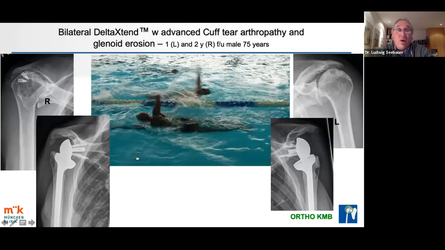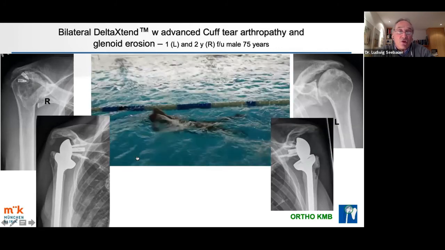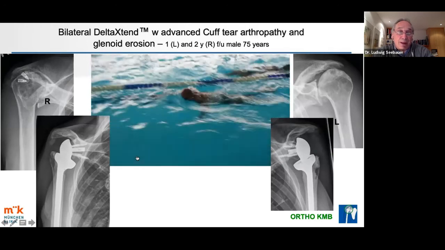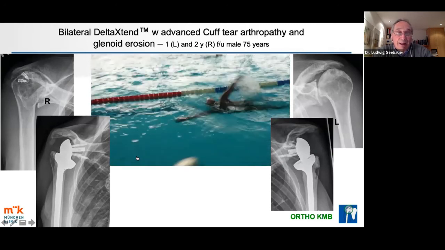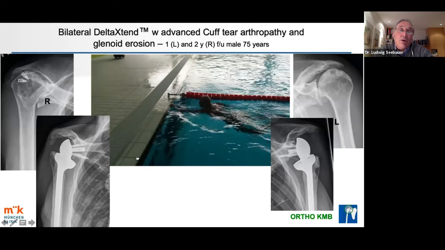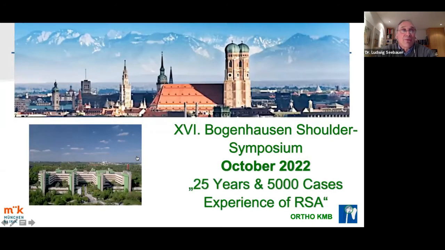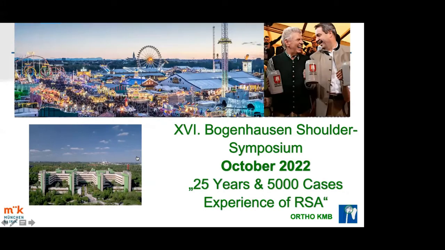This is a 75-year-old gentleman with a bilateral advanced cuff arthropathy. He was a member of the German national swimming team at the Olympic Games in Rome, 1961. I don't know when it was exactly, but at 75 years he is still swimming every day, 1 hour or 1.5 hours, and he does that with both shoulders treated with a reverse arthroplasty. I would like to invite you to come physically again back to Munich in October 2022, when we report about more than 5,000 cases, experiences on reverse arthroplasty, and 25 years of experience with reverse arthroplasty. Thank you very much.